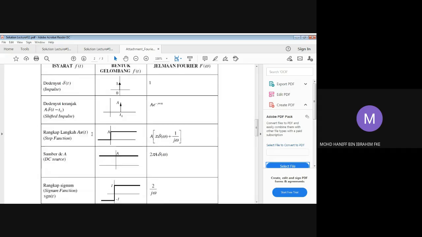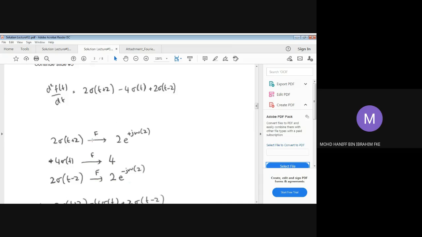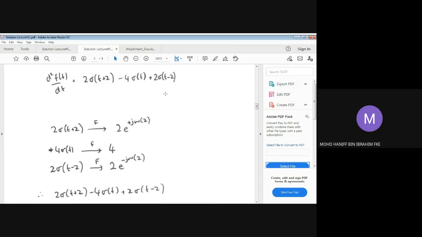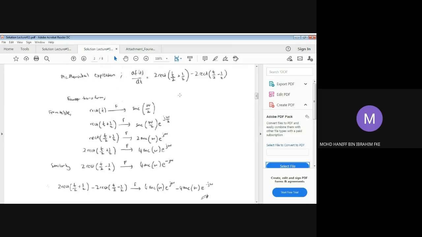Delta t minus t naught gives exponential negative j omega t naught. If we have delta t plus t naught, we are going to have exponential positive j omega t naught. So for that term, it will be 2 exponential positive j omega with 2. 4 delta t will give us 4, and 2 delta t minus 2 will give us these terms. Finally, for the second order differentiation, its Fourier transform is simply 2 exponential j 2 omega minus 4 plus 2 exponential j of negative 2 omega. That should be the Fourier transform based on this method.